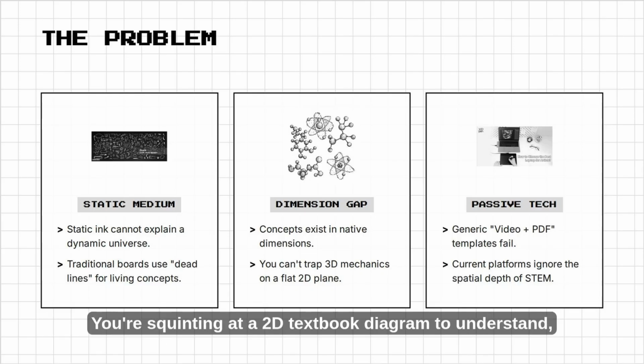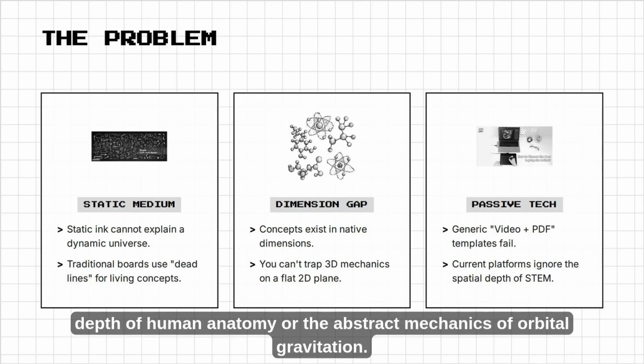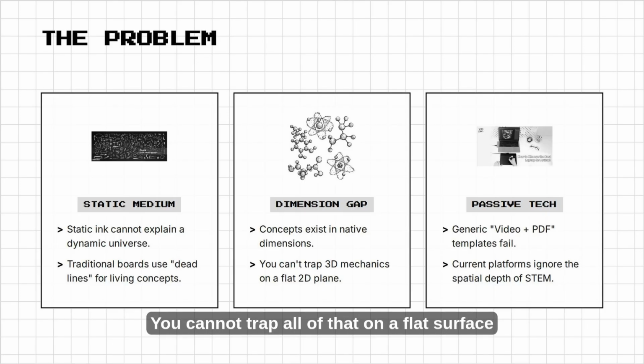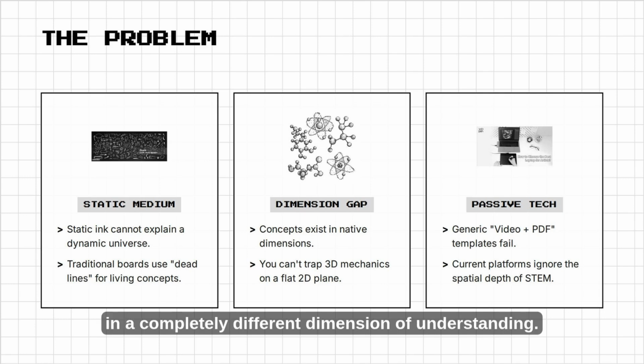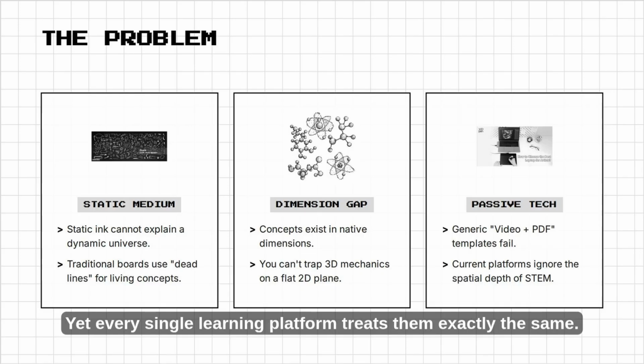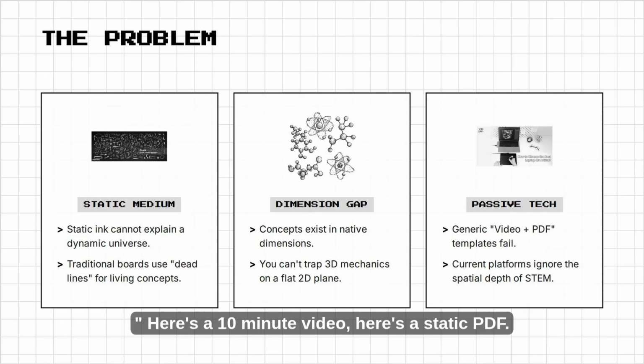You're squinting at a 2D textbook diagram to understand, say, complex molecular lattices, or the actual spatial depth of human anatomy, or the abstract mechanics of orbital gravitation. You cannot trap all of that on a flat surface and expect a student to just get it, because each one of these concepts lives in a completely different dimension of understanding. Yet, every single learning platform treats them exactly the same. Here's a 10-minute video, here's a static PDF, you figure it out.